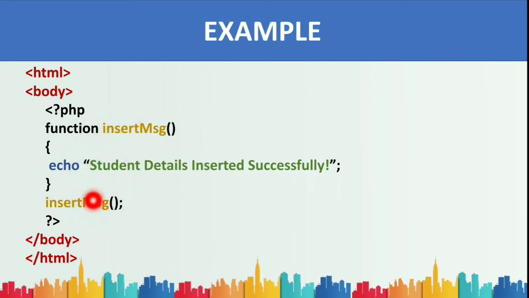Here we have written a function block. The keyword function is used and the name of the function is insert message. So insert message is the name of this particular block. Block means, look at this open curly bracket and close curly bracket. This is a block of statement. Here we have named this block insert message. So this is the function name.